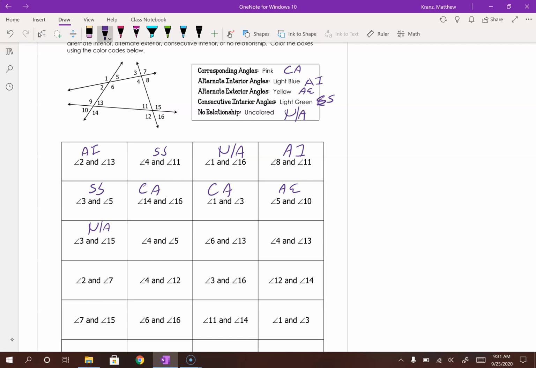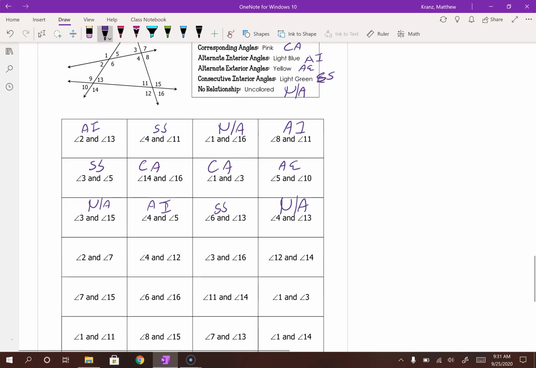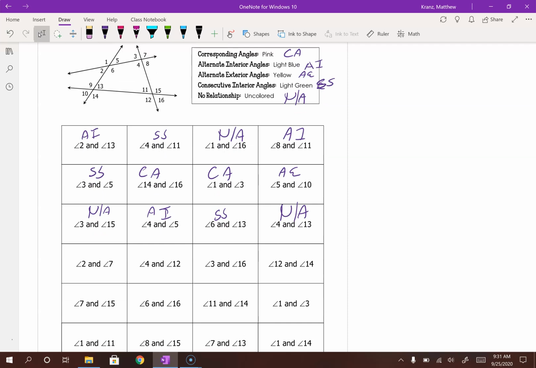4 and 5, those are alternate interior. 6 and 13, those are same side. 4 and 13, they have no relationship. They're diagonal from each other on different angles, different transversals. 2 and 7, those are alternate exterior. 4 and 12, where's 12? Oh, those are corresponding angles. They're both bottom left. 3 and 16, those are alternate exterior. 12 and 14, those are same side interior.